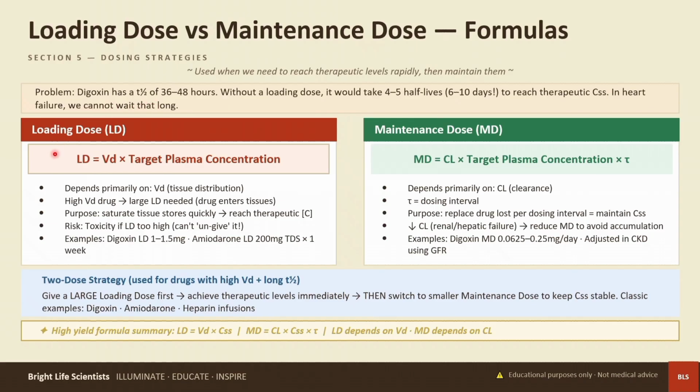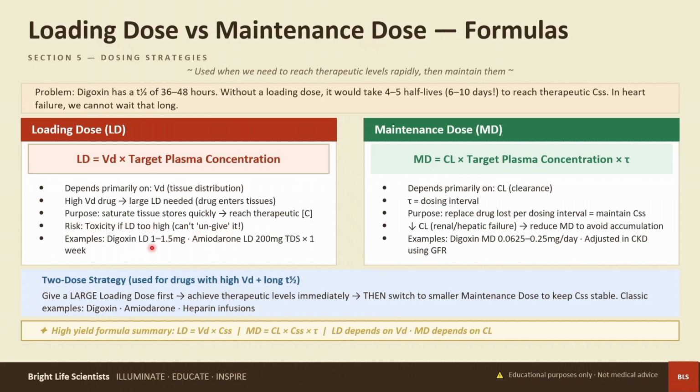Loading dose equals volume of distribution multiplied by the target plasma concentration. The loading dose depends primarily on volume of distribution. A drug with a high volume of distribution is extensively distributed into tissues. So you need a large loading dose to saturate those tissue compartments and achieve a therapeutic plasma level quickly. The risk is toxicity if the loading dose is too high. You can't ungive a drug.